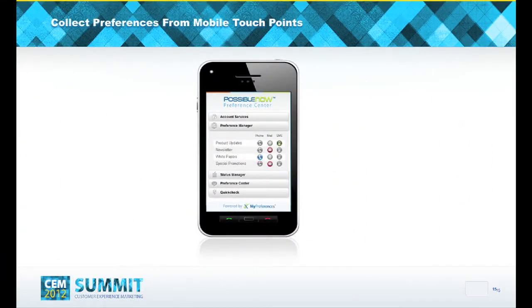Mobile's important too. Of course, there are some implications around mobile, how we're deploying preference centers through this highly relevant channel, but certainly just another touch point that we can leverage to collect more valuable information about our customers.